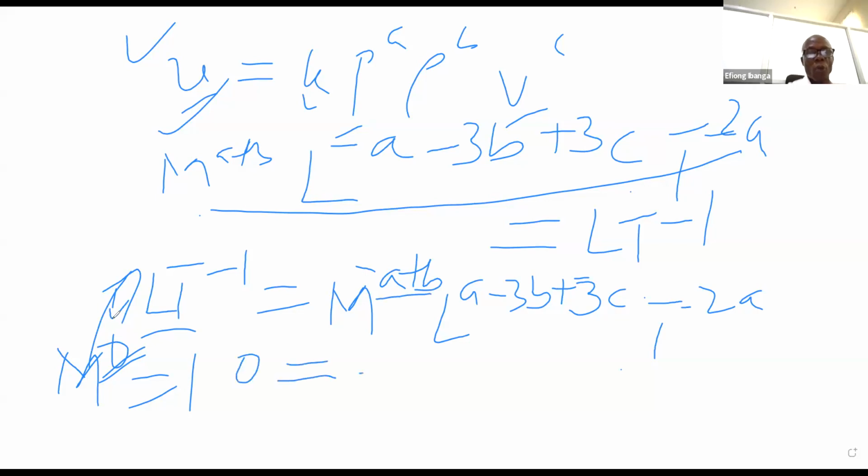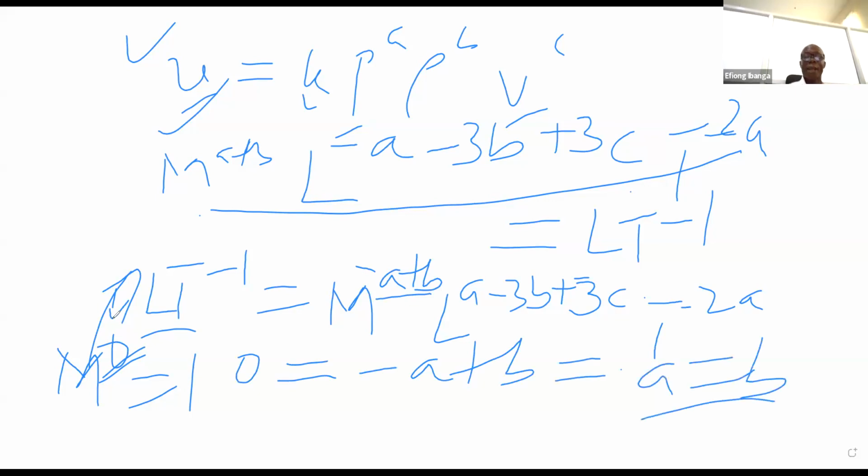So that way, I'm going to equate everything here. 0 is going to be equal to minus a plus b, from which I'm going to get a equal to b. So I have a and b already. Is that correct? A is equal to b. We know that a is equal to b, but we do not know what a is going to be. So we can find a from something else.